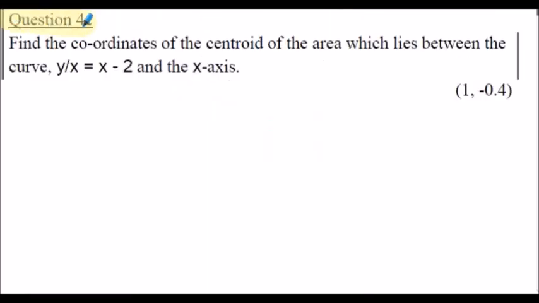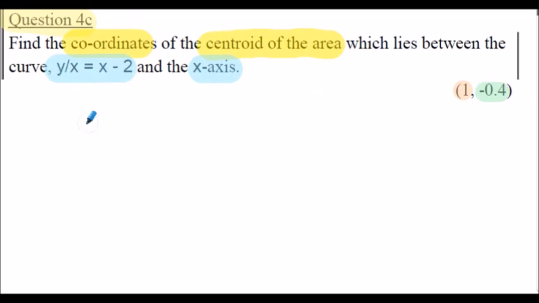Question 4c, we've got to find the coordinates of the centroid of area. This lies between the curve y upon x is equal to x minus 2 and the x-axis. This solution is similar to that of question 3c. We obviously need to determine the shape we're considering here and the range over which we need to integrate. So that will be our starting point for the question. Once we've defined the shape, we can then calculate the x bar and the y bar. Just note you'll need to rearrange this equation given in the question for y to commence the problem.